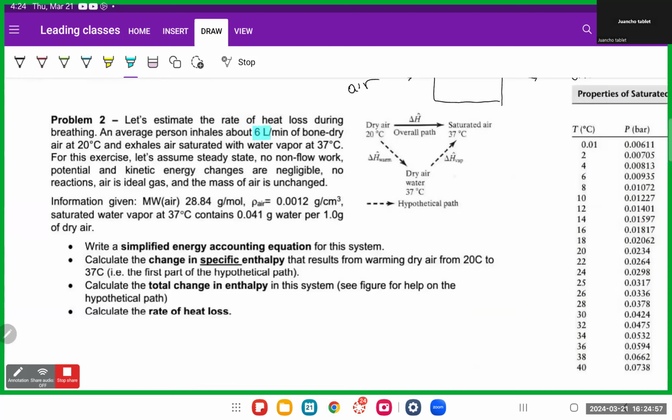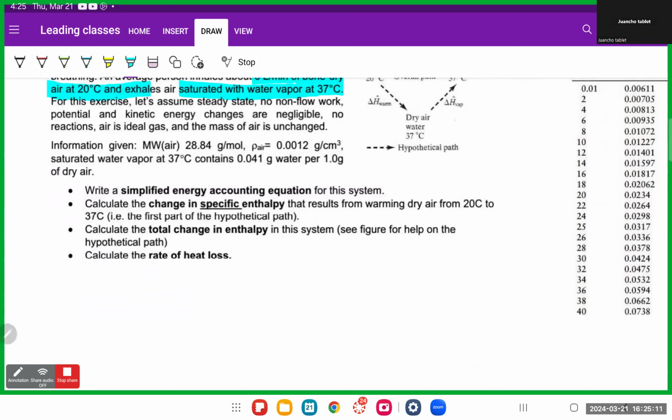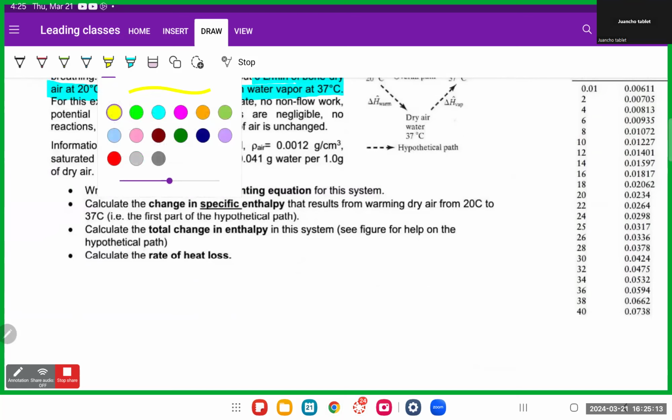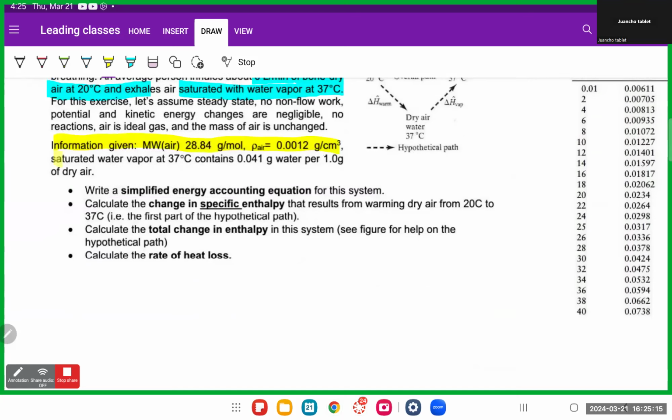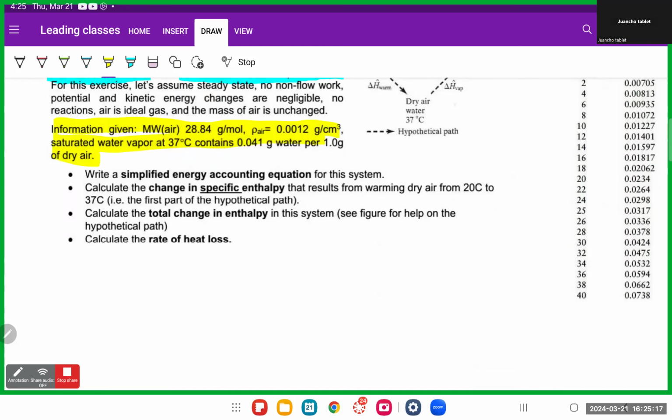So as I was saying before, we have some air coming in at a temperature. We have some saturated air coming out at another temperature. Let's see what else I was talking about. We have a bunch of data over here. I'm going to highlight. It wouldn't be wise to not do that. And we have a couple of questions.